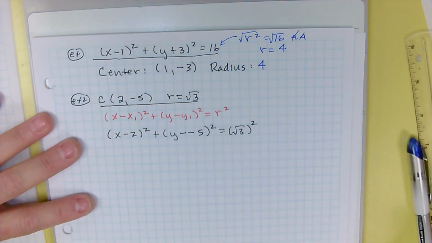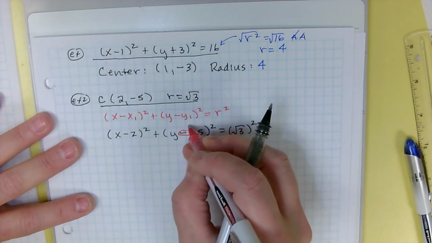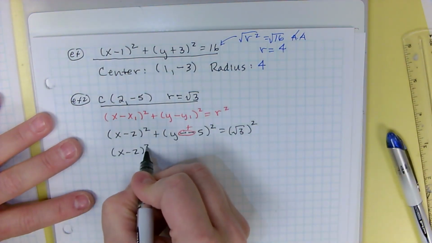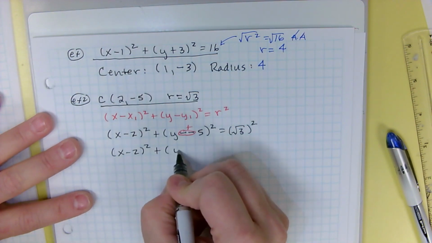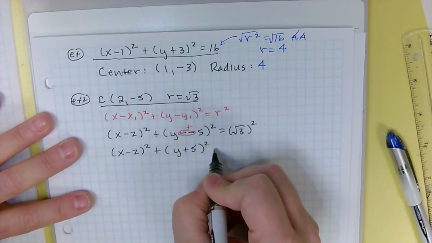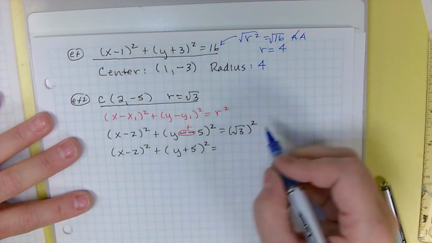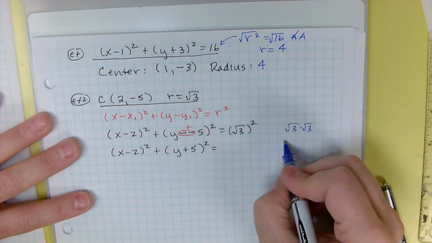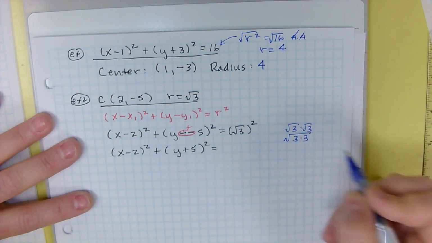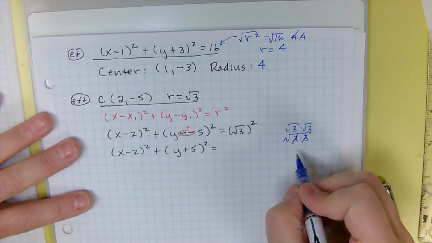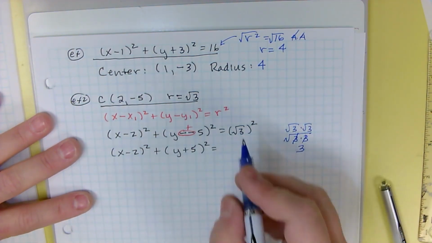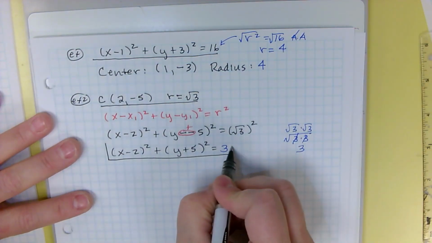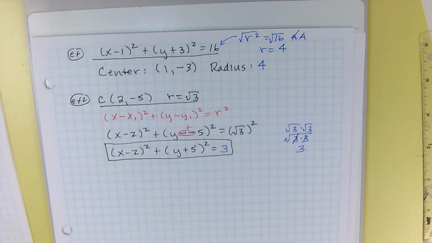Okay, we need to do some simplifying. A negative times a negative is a positive. So that gives me (x minus 2) squared plus (y plus 5) squared equals. Now, over here, you're multiplying radical 3 times radical 3. So the 3's get combined under one radical, and of the two 3's, one comes out. So that is 3. That is your formula.